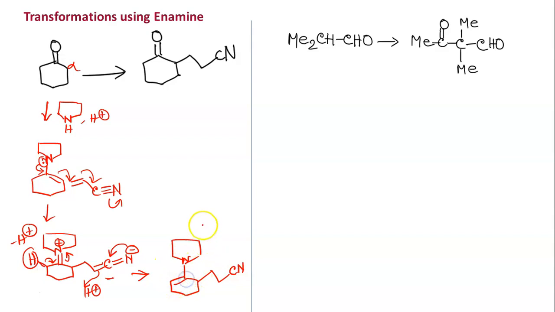There is a CC double bond. And finally we will do hydrolysis in presence of acid. So with hydronium ion, we will get back this molecule, that is our original amine, and this molecule will also be formed. Okay.